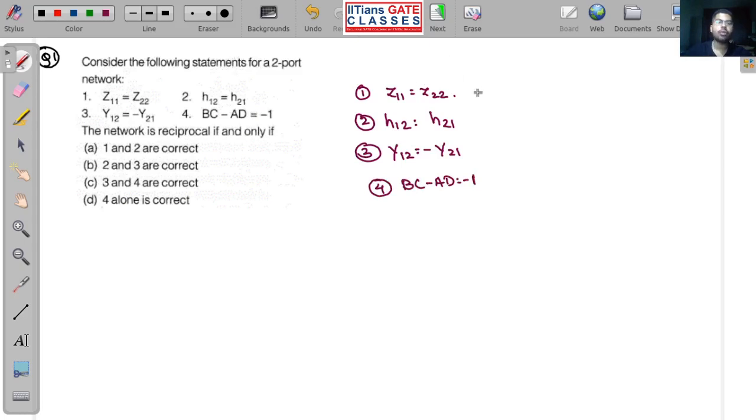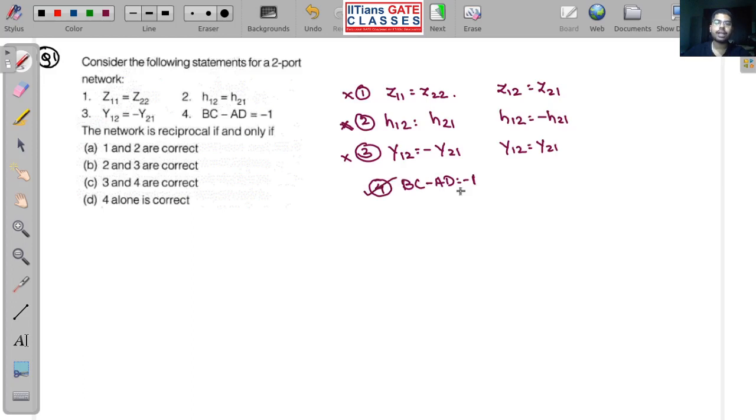So we know for Z parameter, if we are given with Z parameter, the network is reciprocal when Z12 is equal to Z21. So this statement is false. When H parameters are given, then reciprocal network is H12 equal to minus H21, so this statement is also false. For Y parameters, the network is reciprocal when Y12 equals Y21, so even this is false. So we are left with the fourth.